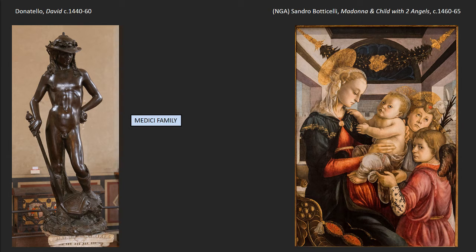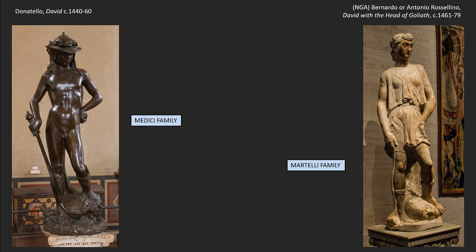So this interest in David is not only limited to the Medici family, however. Other people commissioned images of David based on this one, probably to show their fidelity, their allegiance to the Medici family. So there are two brothers, Bernardo and Antonio Rossellino, who were sculptors at the same time as Donatello, not famous enough to make the Ninja Turtles, right?